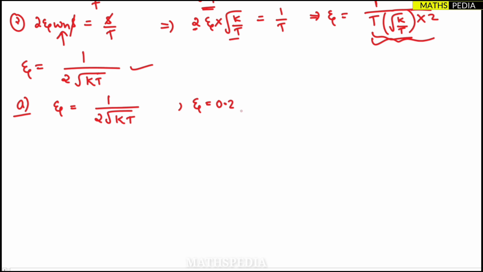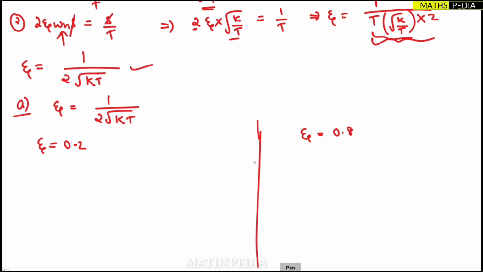Now first we'll consider the zeta value as 0.2, then we'll consider the zeta value as 0.8. So two things we'll do together: one we consider zeta as 0.2, another zeta as 0.8, because it has to be increased. We have to see by how much value it is multiplied.